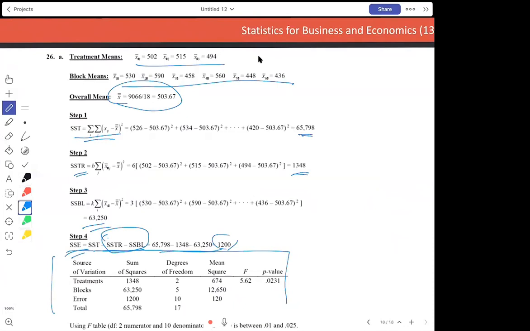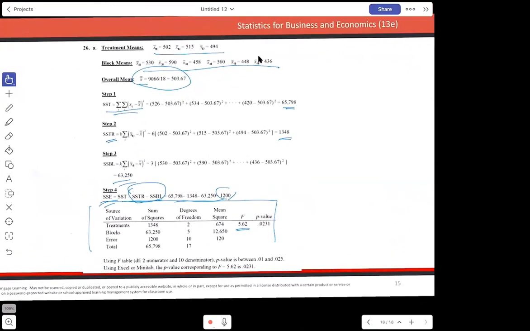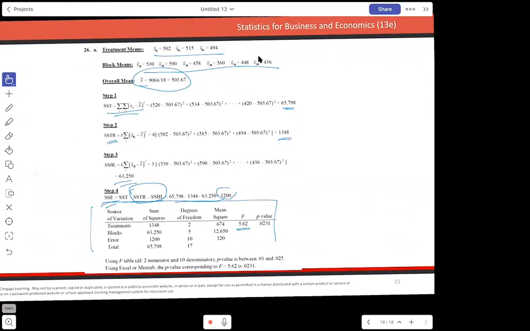And what do we see? We get an F value for treatments of 5.62. The question is whether or not that is larger than the critical value. Let me see, do we have a critical value? Using Excel, we need to have a p-value. Oh, we have a p-value, sorry.